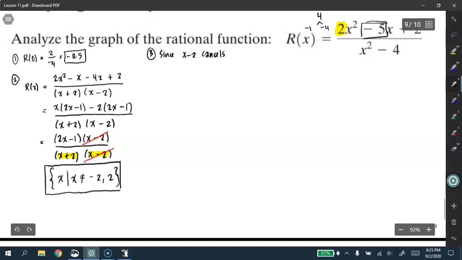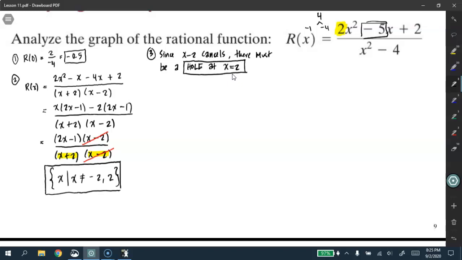cancels, what that means is there must be a hole at x is equal to 2. Because you take x minus 2 and set it equal to 0, you end up with x equals 2. So we come to a very important conclusion, and we find out that there's a hole in the graph, and we're going to have a discussion about what exactly that looks like in just a moment.